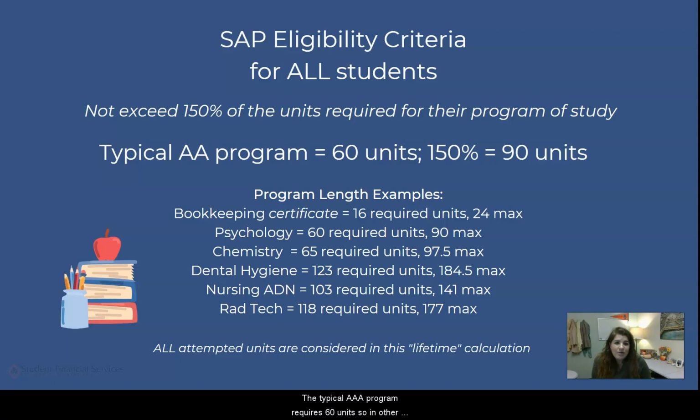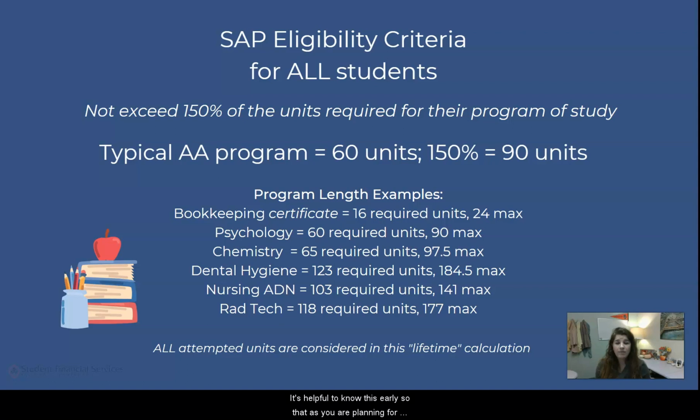The typical AA program requires 60 units. So in other words, you would attempt 60 units that are required for the program, and ultimately you'd have your degree. Well, the government says that you can actually attempt 90 units, and that's when you would exhaust, or your eligibility would be finished. You would not receive any more financial aid.